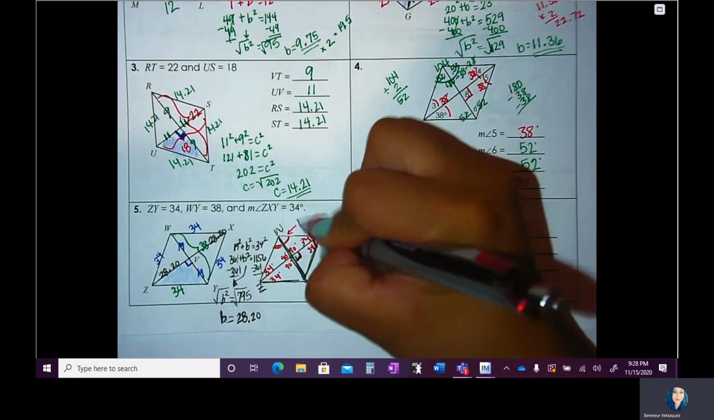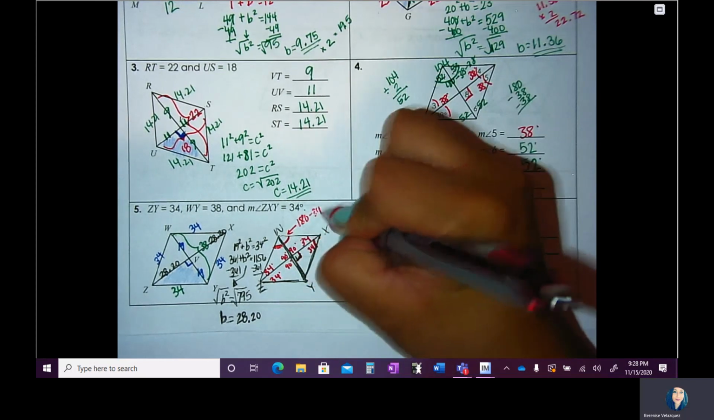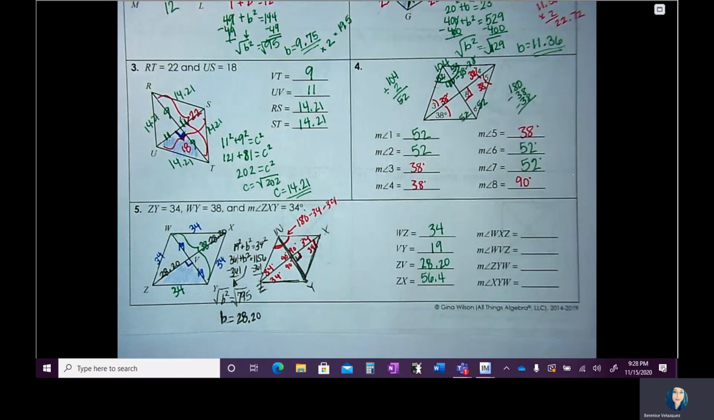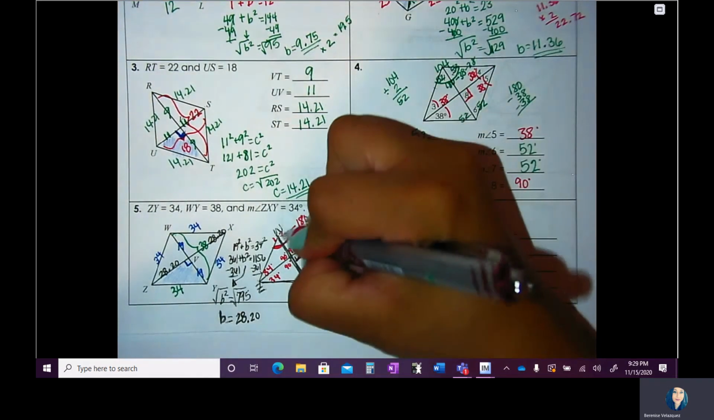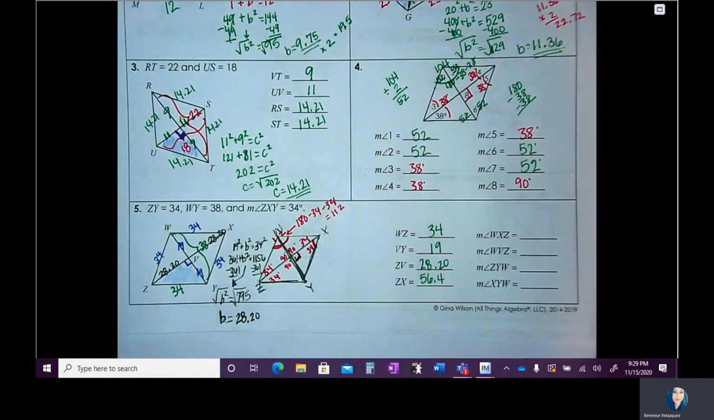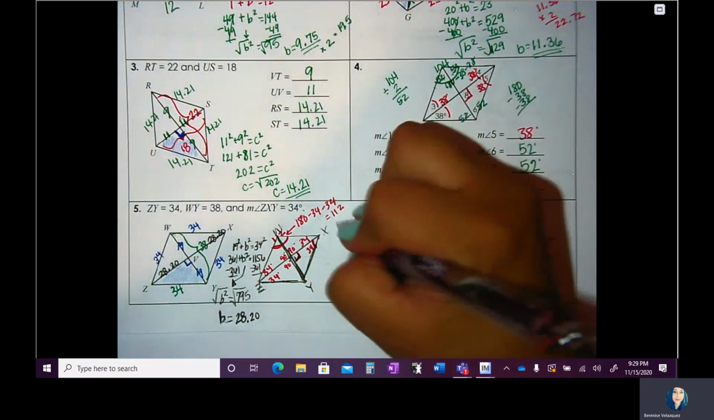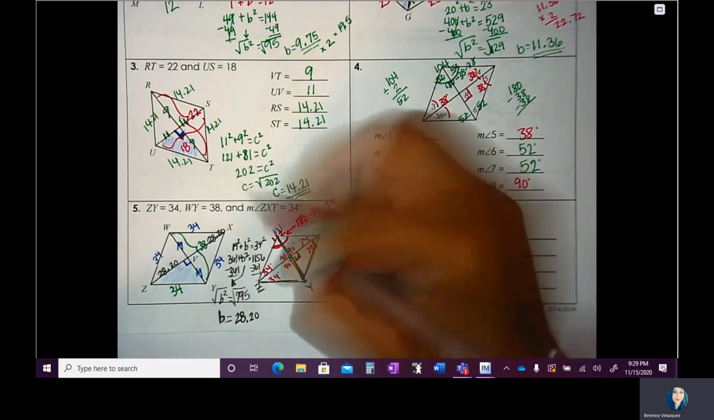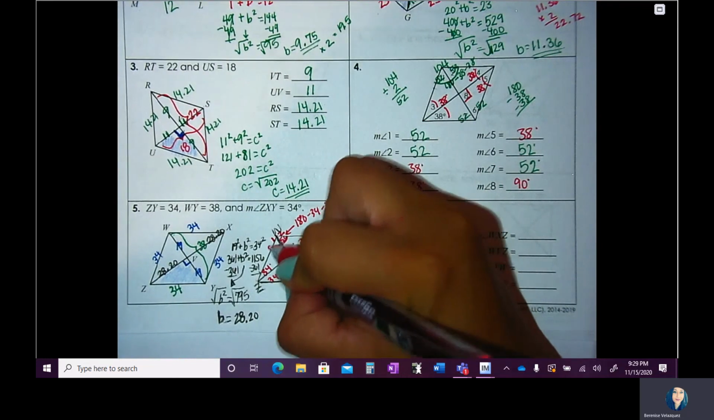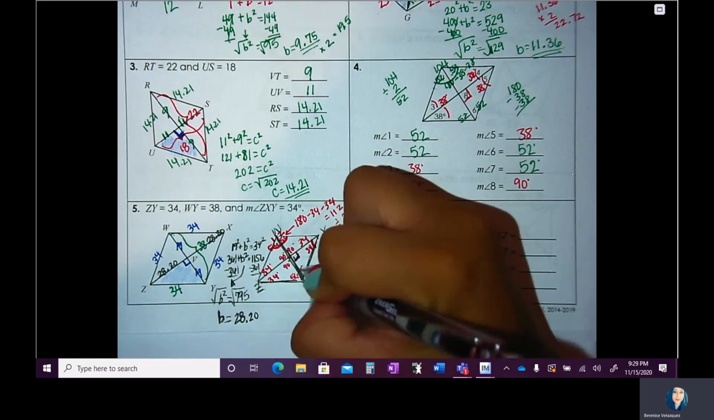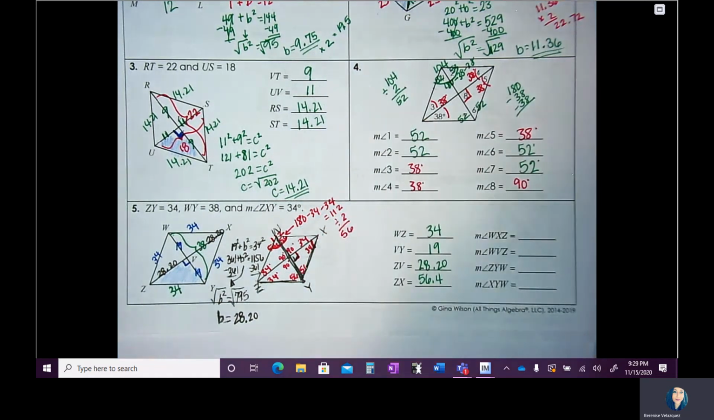Now how do we figure out this big one here? Remember, you do 180 minus 34 minus 34. So I do 180 minus 34 minus 34. That gives me 112. Now that's the whole thing, but I'm going to take my 112 and divide it by 2. So 112 divided by 2 gives me 56. And now I know that each one of these is 56. This one's 56, this one's 56, this one's 56. We have all of the angles filled in.